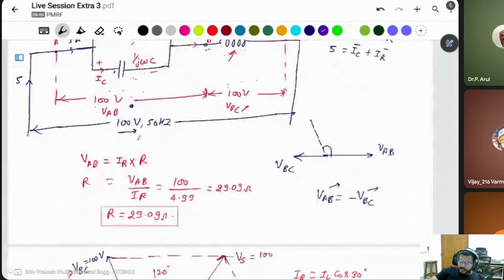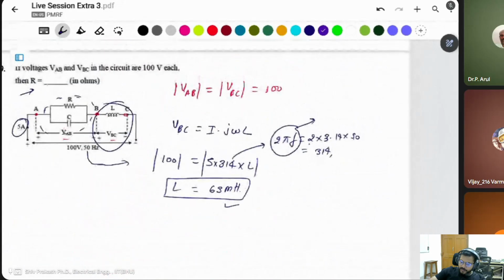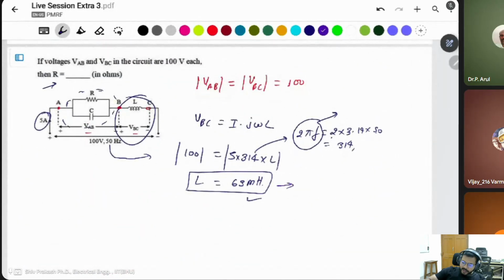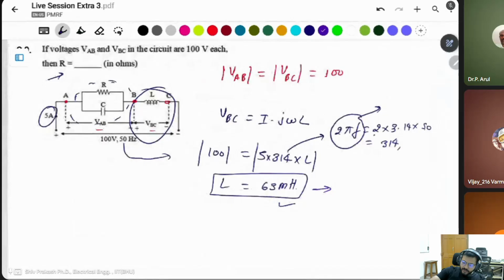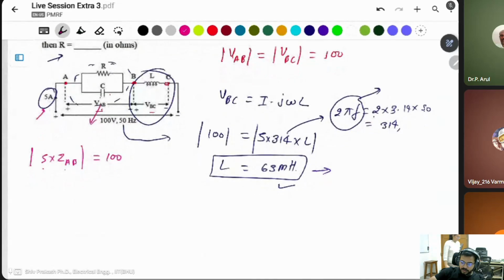By the impedance method, we will get the value of omega L, so the L value can be found directly. Then we can say it is the magnitude of the current multiplied by this impedance ZAB. Current into impedance is voltage. This voltage is what? 100 volt, VAB given in the question. Then what is ZAB? ZAB is 100 divided by 5, which is 20.